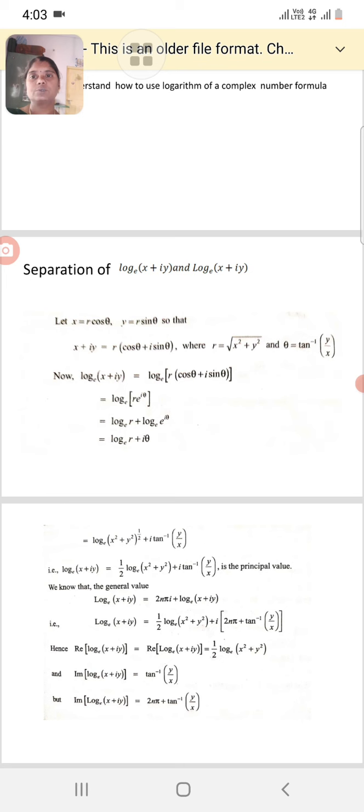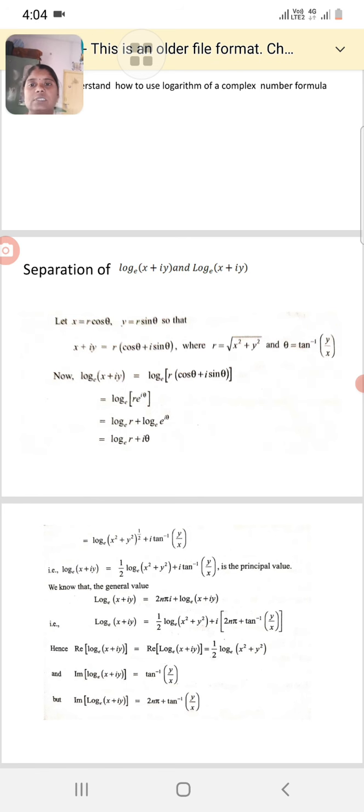Good evening, students. In the last video, we discussed the logarithm function of a complex variable. In this video, we will see how to apply the formula for a complex number in the form of a log. In that, we have to separate the real and imaginary parts of the complex number.